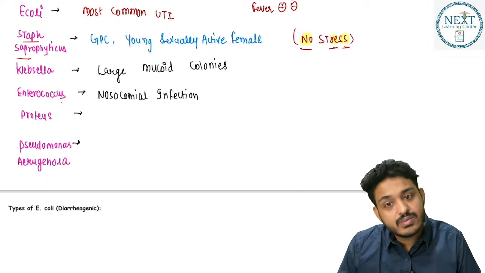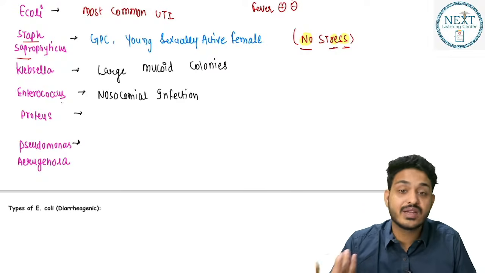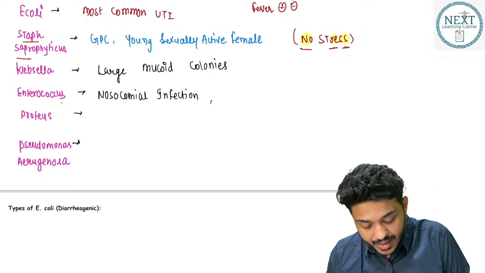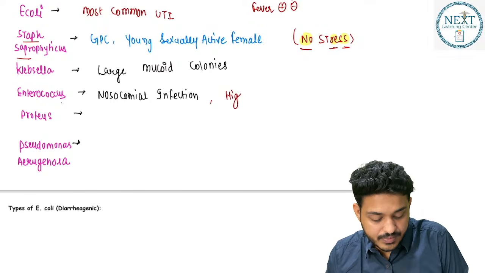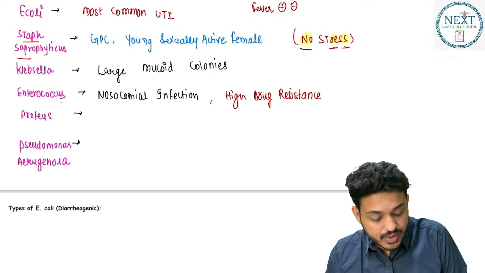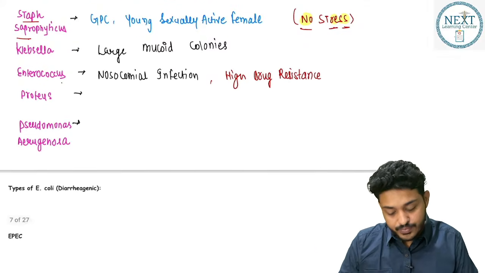It has got vancomycin resistance also. We can have VRE, vancomycin resistant enterococci, so there is going to be high drug resistance. And this high drug resistance is again due to what? Again due to transduction.